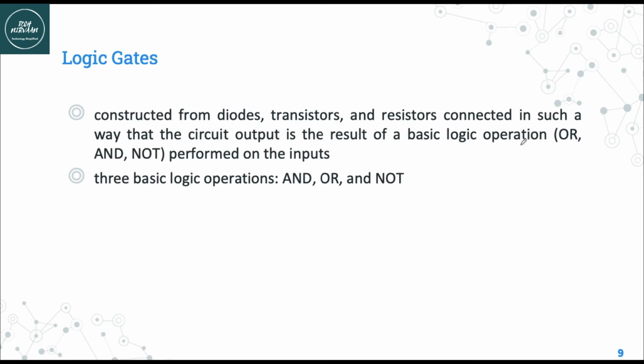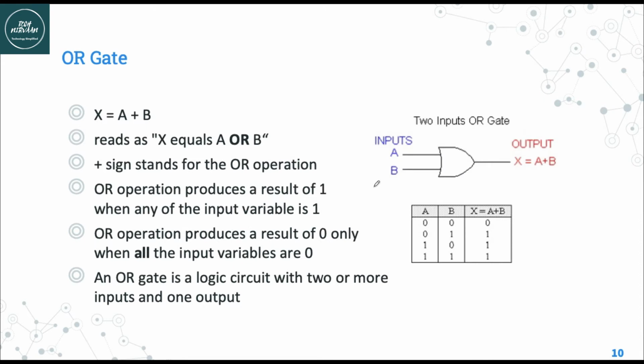So if there is OR logic, the output of the circuit would be accordingly. In case of AND logic, output would be accordingly, and in case of NOT logic, output will be accordingly. So we will study these fundamental or basic logic gates and their operations: OR, AND, and NOT. So first we will understand the OR gate.